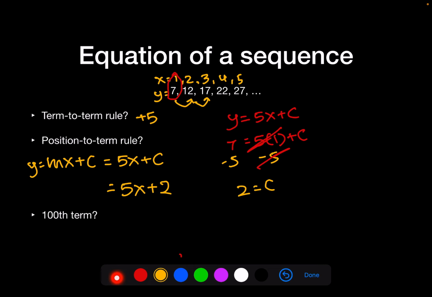Now if we want to find the 100th term, all we have to do is let x be equal to 100. Since x is the position number, when we let the position number equal 100, we get the 100th term. So how does that work? We take our 5x plus 2 from the previous question, and we just put in 100 into x. So that means 5 times 100, and then plus 2. So 5 times 100 is 500, and plus 2, that gives you 502. So that is the answer to this question.